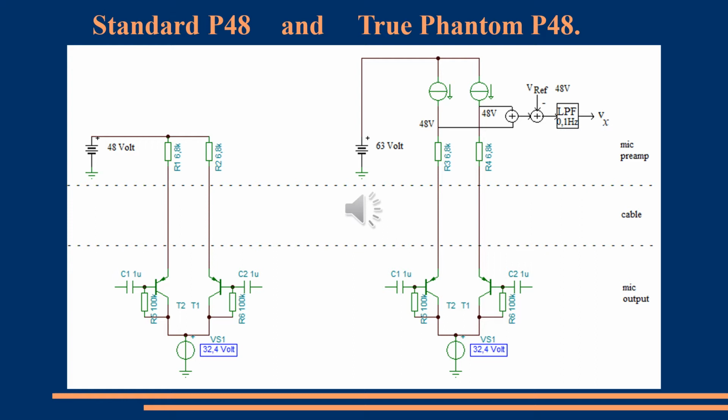At the right side you see the same output, the same cable and the same 6K8 resistors, and they have a voltage regulated current source. Their output is 48 volt, but the difference from the left side is that they don't load the microphone. They are very high impedance voltage sources.